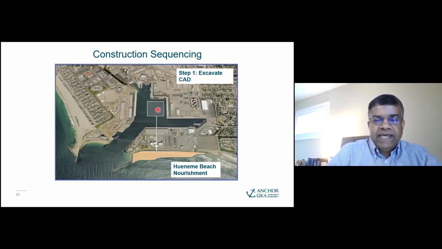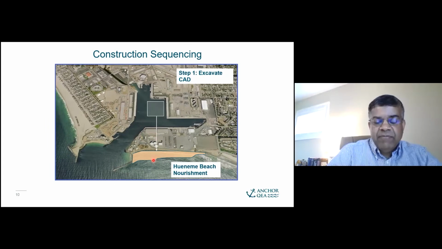So in this case, what they did was they dredged, they excavated the CAD sediments, which happened to be good quality sands, which is pumped right into the beach. So the cost benefit of this beach nourishment should really be offset against the cost of CAD, which was not done and is not typically done. So that's a flag I would put there.